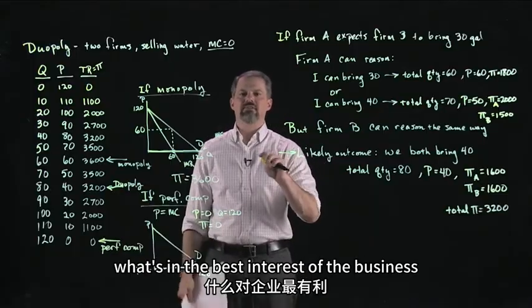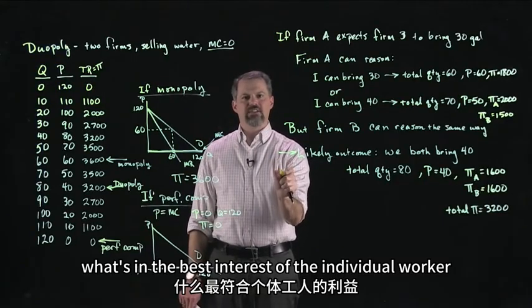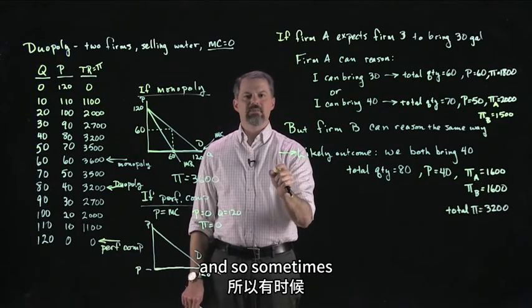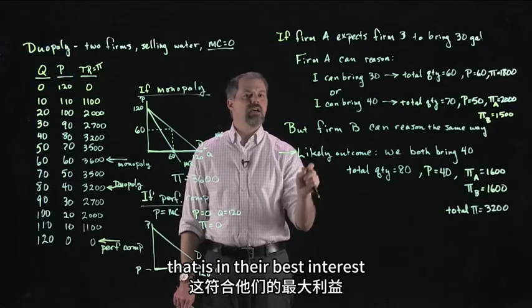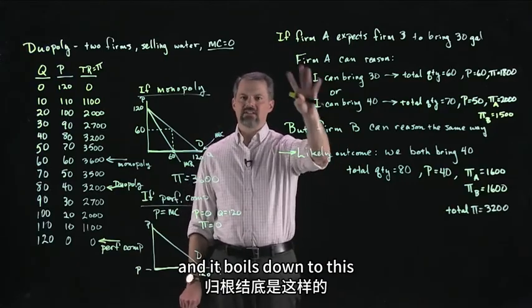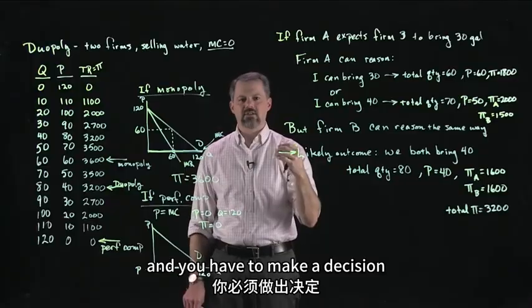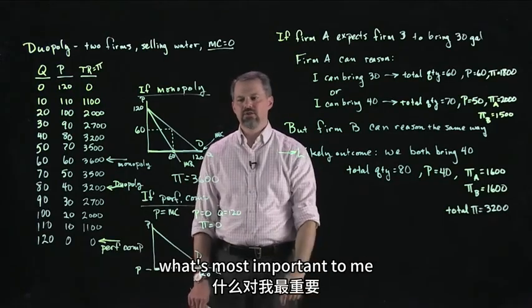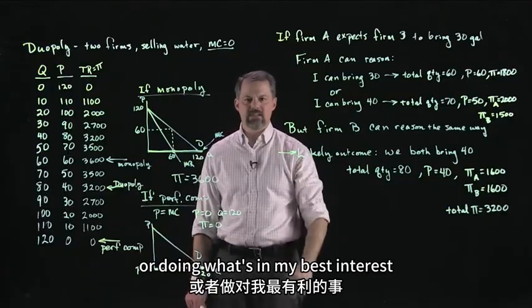What's in the best interest of the business is not always what's in the best interest of the individual worker. And so sometimes we see workers engaging in behavior that is in their best interest, but not in the best interest of the business. And it boils down to this. There's conflicting incentives, and you have to make a decision. What's most important to me? Doing what's in the best interest of you and I together, or doing what's in my best interest?